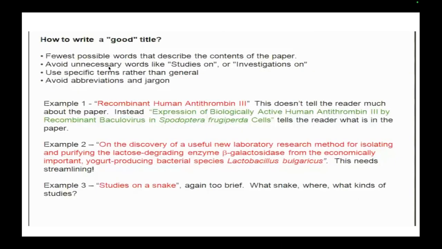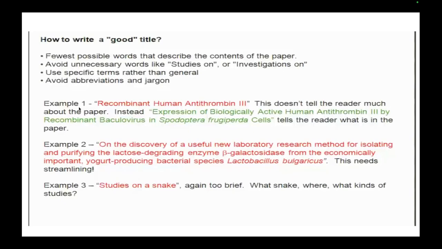So how to write a good title? The title should have the fewest possible words that describe the content of the paper. Avoid unnecessary words like "study on" or "investigation on." Because you have to keep it concise, you have to minimize the linking words. You have to write directly, in some flow, but you should give the proper message. Avoid abbreviations. Never write abbreviations in the title, and use specific terms rather than general terms, because a specific title directly gives the idea of what you have done.